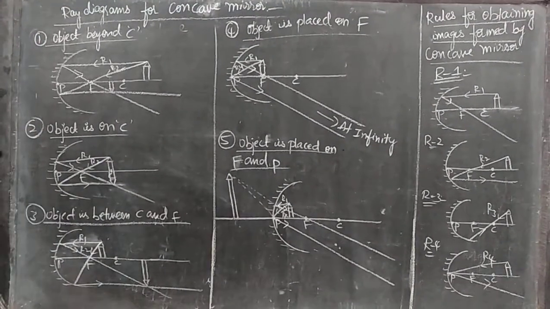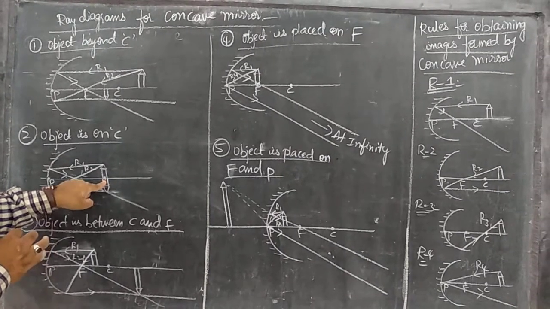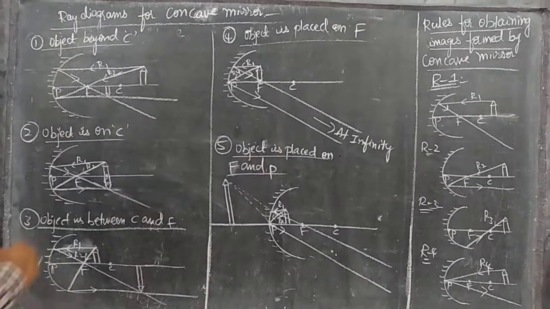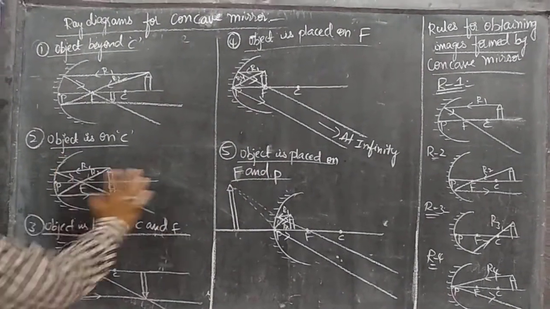Now, in the second case, we place the object on the center of curvature. Is rule 1 possible? Yes. Is rule 2 possible? Yes. Apply rule 1. Focus is clear. When focus is clear, no need to worry. Directly apply rule 1 and rule 2.